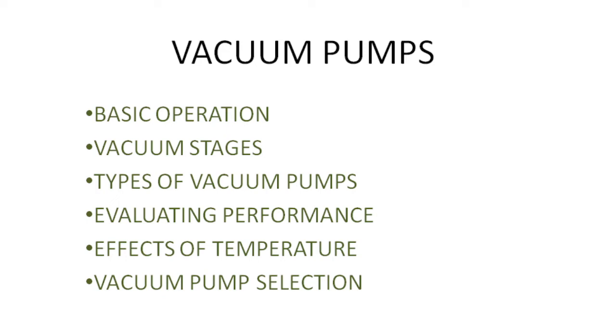Now, how to evaluate vacuum pump performance? The primary performance criteria cover just three characteristics: first, the vacuum level that can be produced; second, the rate of air removal; third, the power required. These three are very important criteria, and somewhat less critical are temperature effects and certain other characteristics.